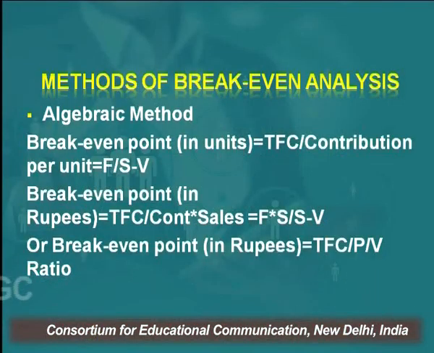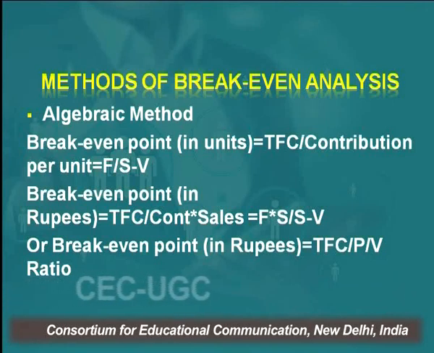Now let me discuss in brief the methods of break-even analysis. In the algebraic method, break-even point in terms of units is total fixed cost divided by contribution per unit. I said contribution means sales minus variable cost. So fixed cost divided by contribution per unit is called break-even point. If I want to know how many units I should sell so that my firm becomes break-even, I'll have to calculate fixed cost divided by contribution per unit.